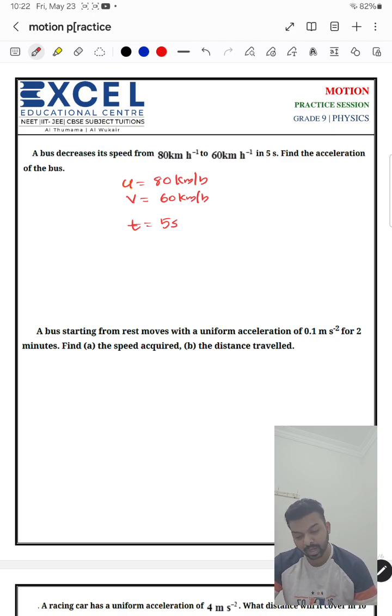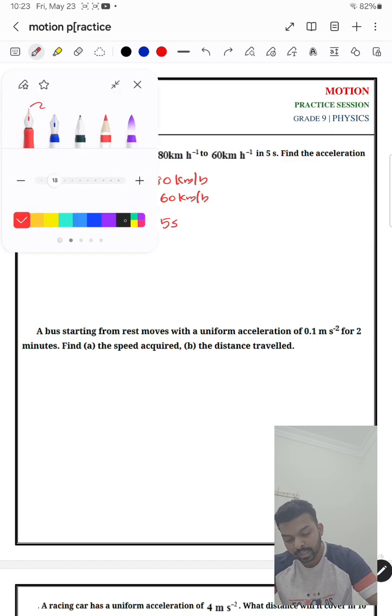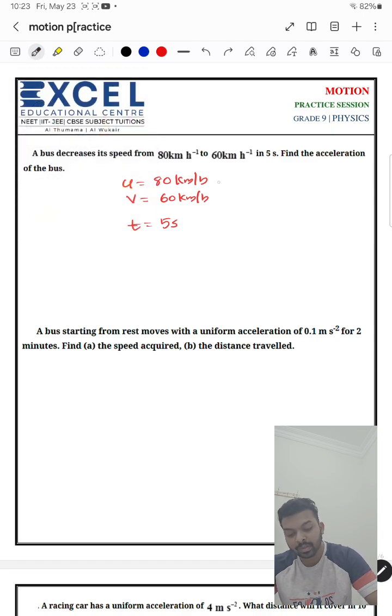Ready? You have to do one more thing here. Please don't go for the calculations. If you go for the calculations, the answer will be wrong. Why? Because look at the units here. This is in hours, this is in seconds, so we can't do any kind of calculations here. So you have to convert this into meter per second. So it is into 5 by 18. Here also you have to multiply into 5 by 18.